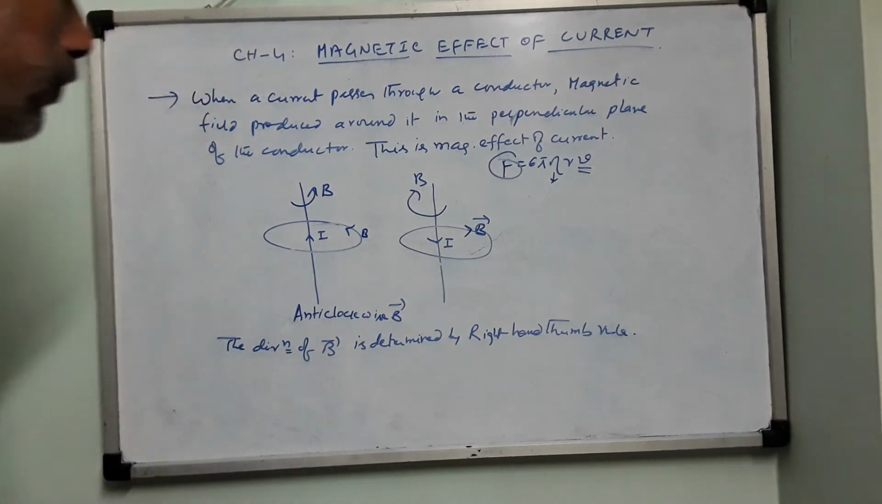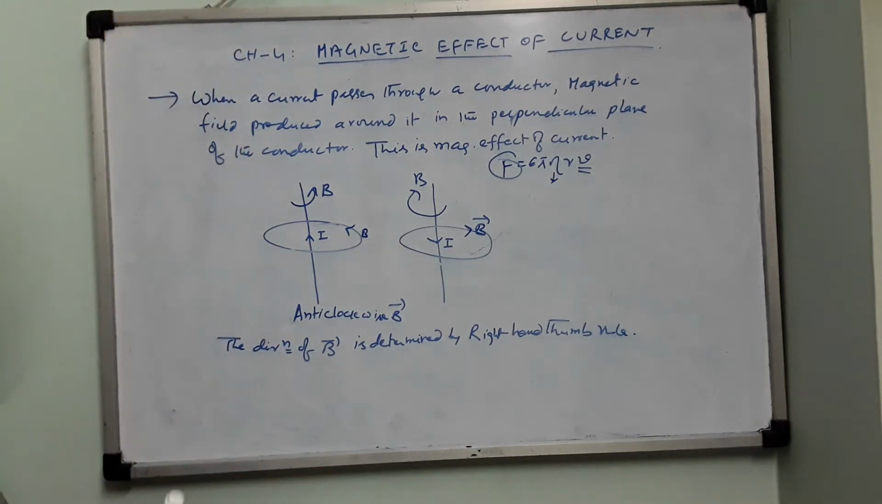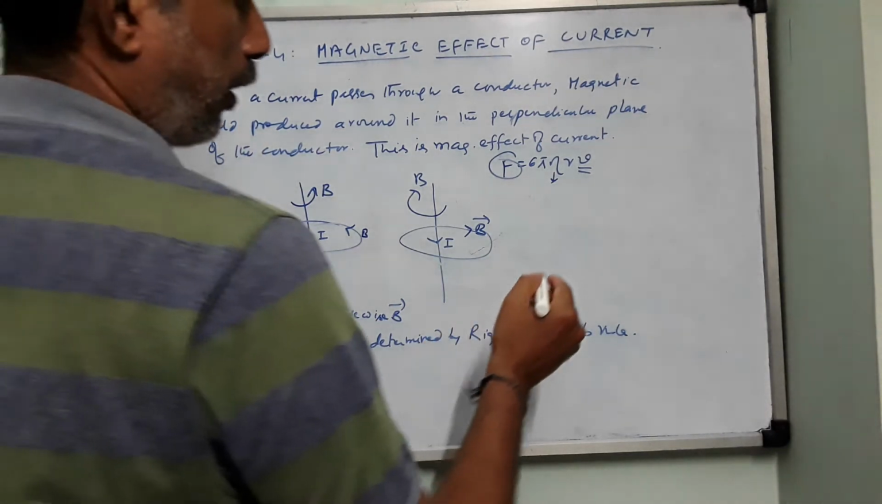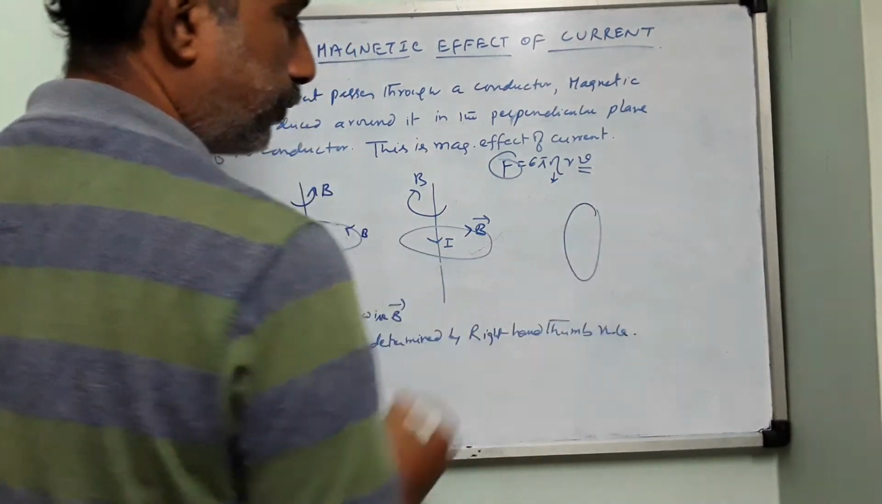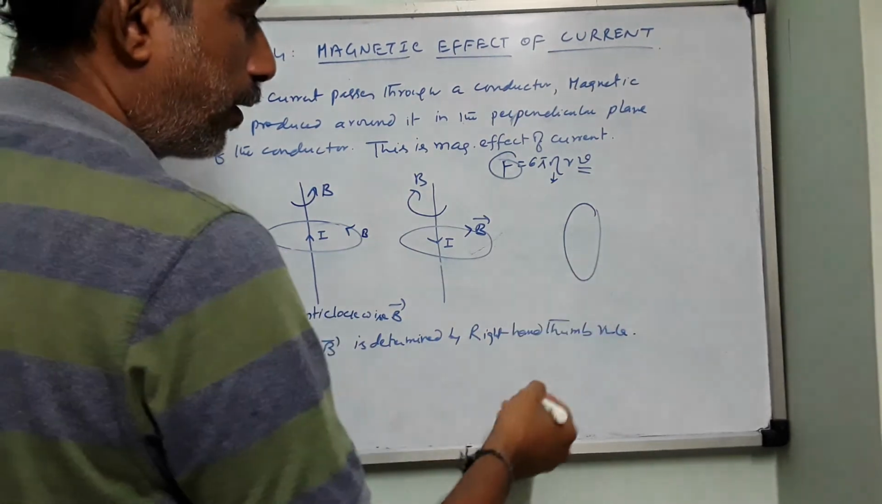Fine. Now this is a straight conductor. For example, you have a circular conductor, a coil like this. These are the very important things for us.